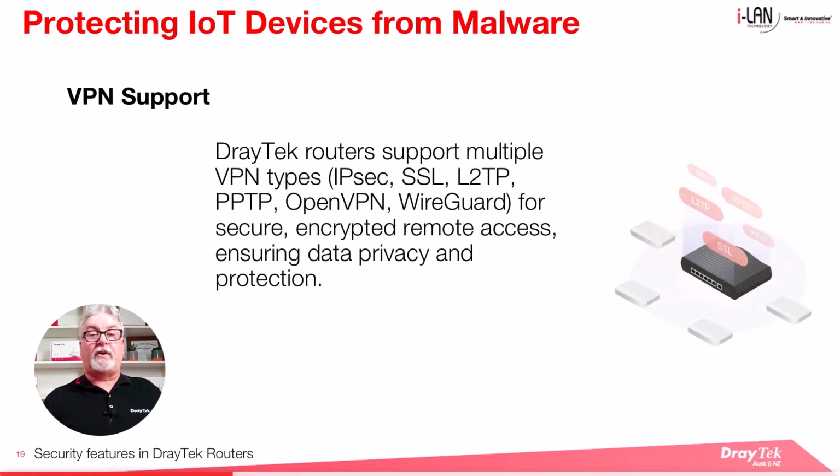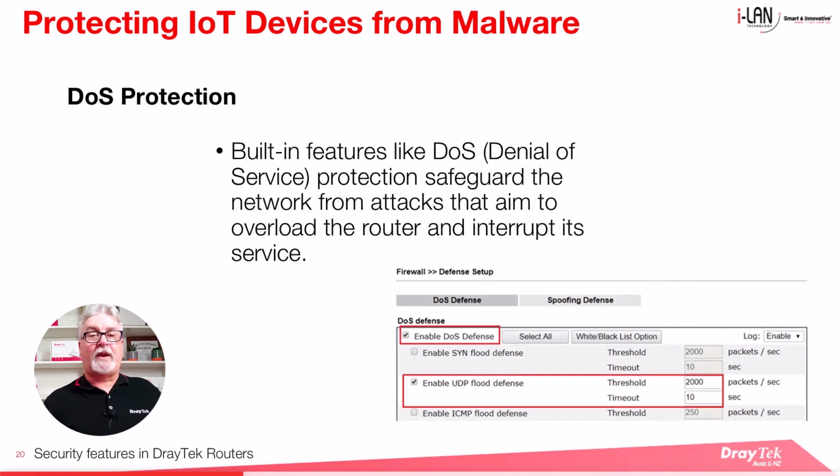VPNs can provide secure remote access to IoT devices if you need to access them from outside the local network. VPN tunnels encrypt data in transit, ensuring data privacy and protection. Note that the latest DrayOS 5 routers support IPsec, OpenVPN, and WireGuard. Denial of service protection is a built-in feature of DrayTek routers. It safeguards the network from attacks that attempt to overload the router to interrupt its service.